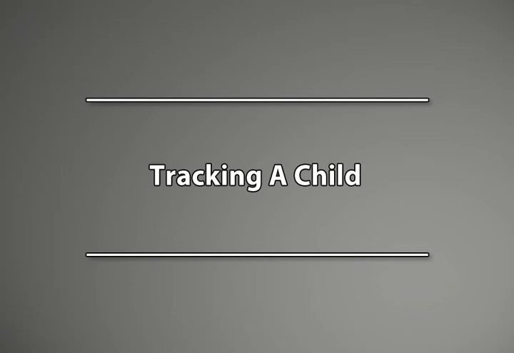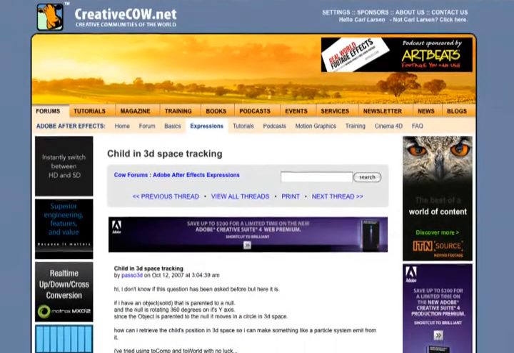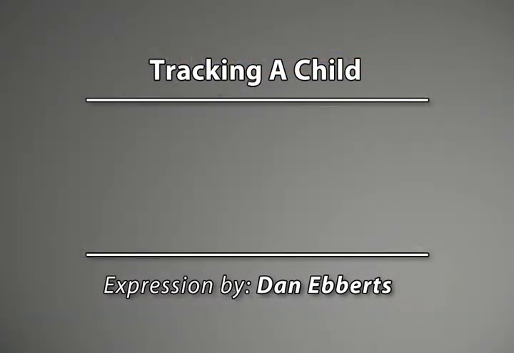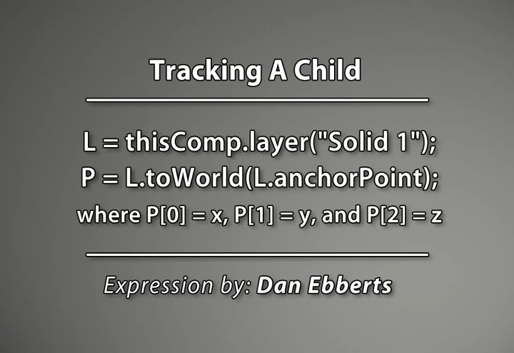But after digging around a little bit more on the subject, I discovered that Dan Ebberts, sometime after Michael's expression was out, also wrote a very similar expression in response to a question on the Creative Cow After Effects forum. He said the best way to track a child was this. L, our variable, which I'm assuming is shorthand for layer, equals whatever layer we want to track. And P, which I'm assuming stands for position, equals the coordinates of our layer translated into our composition's world using the toWorld function. And all of this is based on the anchor point of the layer that we want to track.